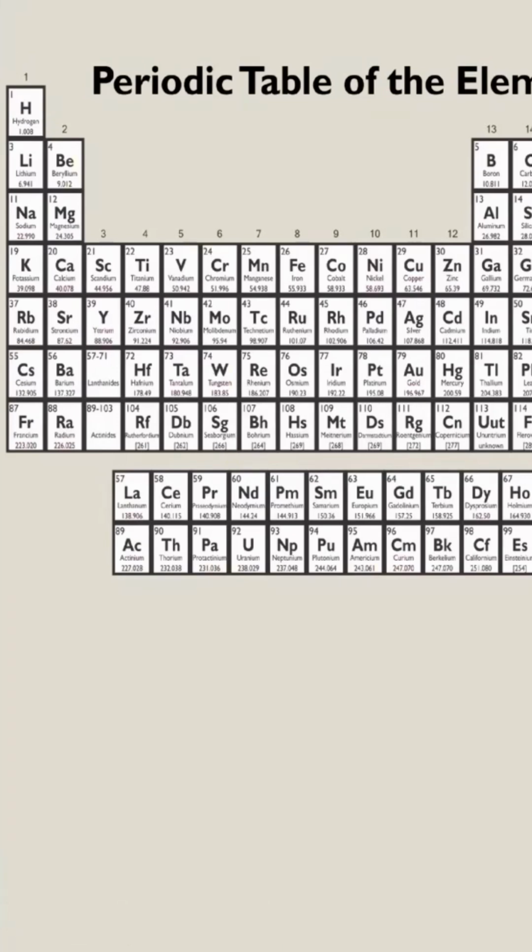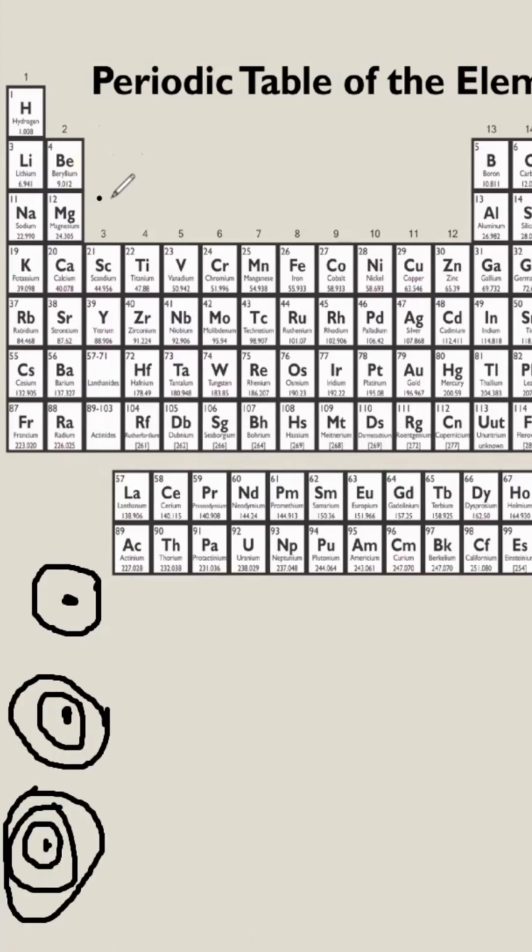As we go down, the number of electron shells increases, which means the radius increases because the distance from the nucleus to the edge of the atom increases. Moving from left to right, in the same period, there is a decrease in the atomic radius because in the same period, we have the same number of electron shells. Period number 2 has 2 electron shells.